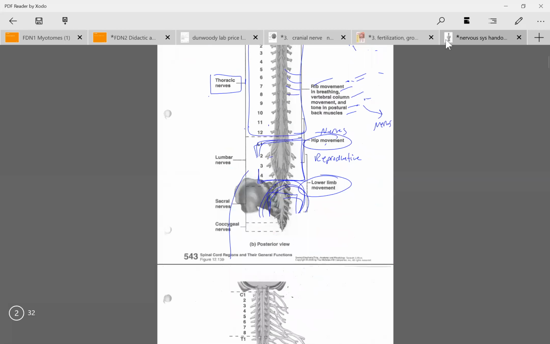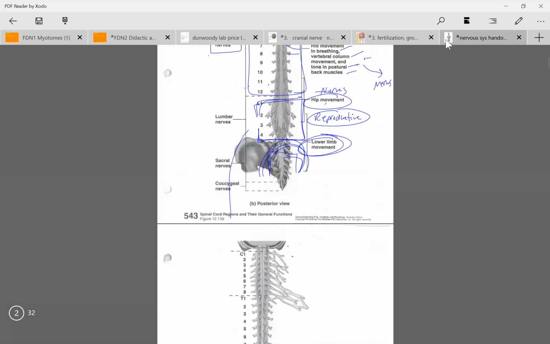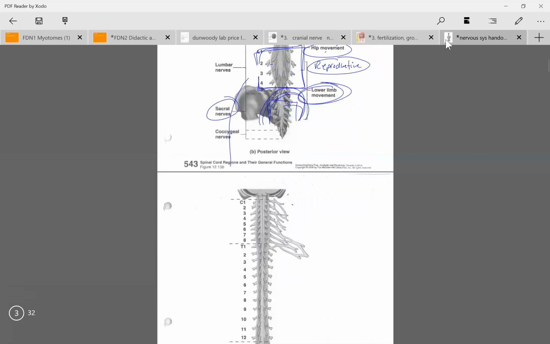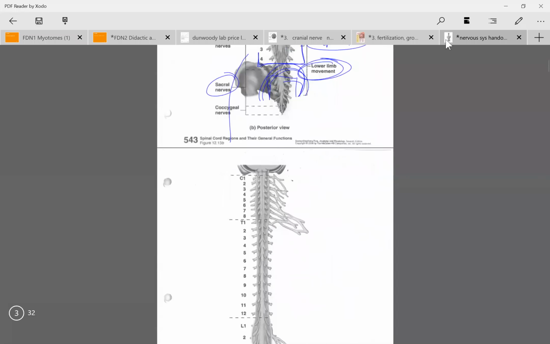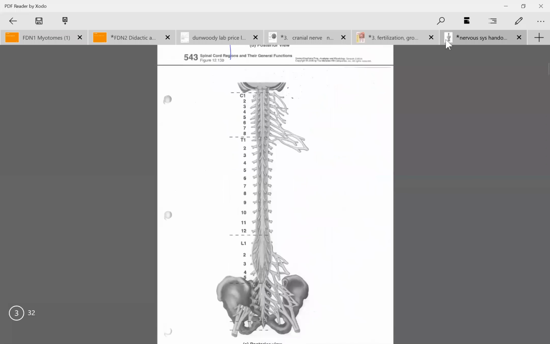Okay, and then lumbars, reproductive, lower limbs, pelvic, okay, and sacrum, lower limbs. All right, these have the nerve roots that come out.